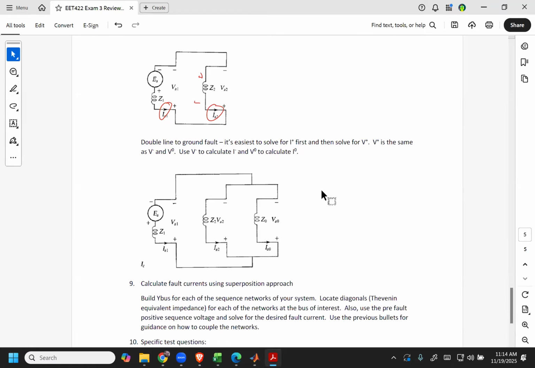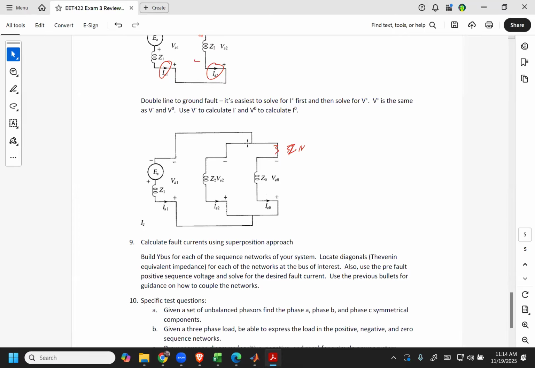Now we have the double line to ground fault. We have the possibility of zero sequence current flowing, so we're going to add those values there. This shows the three networks all connected in parallel. It does not show the 3ZN. If you have the 3ZN, you would include it right over here. But again, you take those networks and connect them that way.